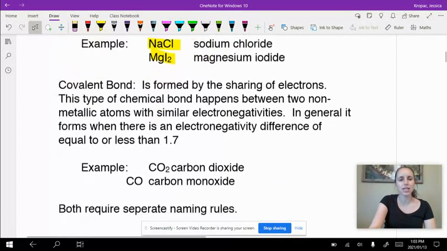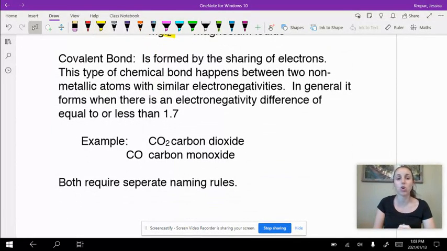Let's take a look at our next bond type then, and our next bond type is covalent bonds. So covalent bonds are formed by the sharing of electrons. So they've got a smaller electronegativity difference. It means that it's not big enough to actually exchange electrons. Instead, we share electrons. So it's between two non-metallic atoms that have a similar electronegativity, and generally it forms when the electronegativity difference is equal to or less than 1.7.